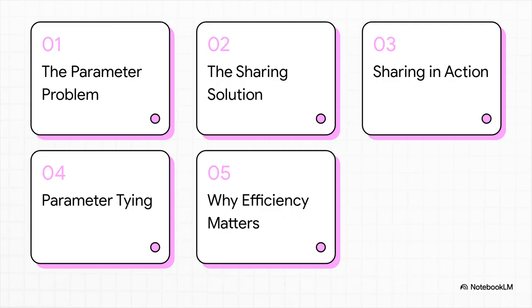So here's what we're going to cover. First, we'll tackle the big problem: why modern AI models are just so massive. Then we'll uncover this really clever solution called parameter sharing, and we'll see it in action. After that, we'll look at a more flexible version called parameter tying, and finally, we'll wrap it all up with why this kind of efficiency is absolutely critical for the future of AI.